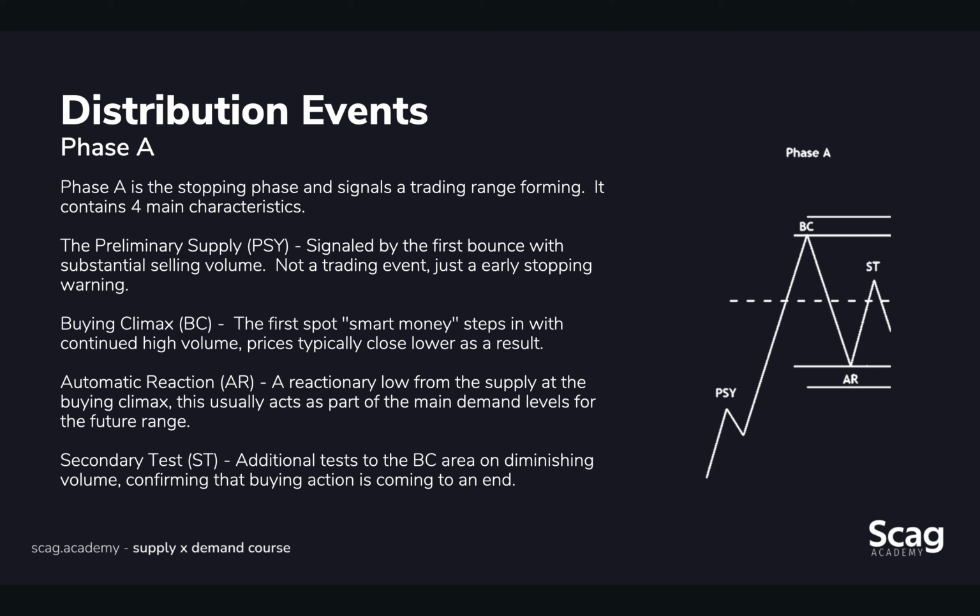Again, this is signaled by the first bounce with substantial selling volume, not a trading event. The buying climax, again, is the first spot where smart money steps in with continued high volume. Prices typically close lower as a result. We get that automatic reaction, a reactionary low from the supply at the buying climax. Again, this usually acts as a part of the main demand level for the future range.